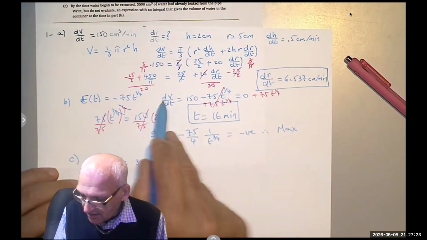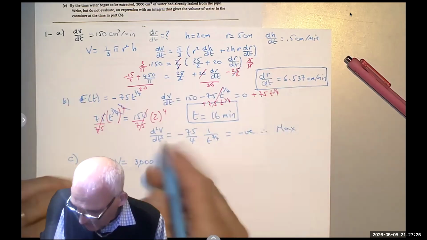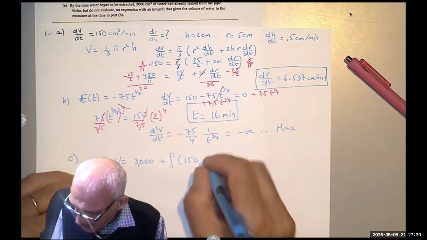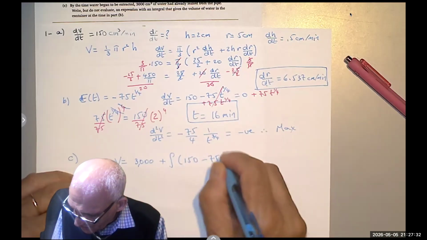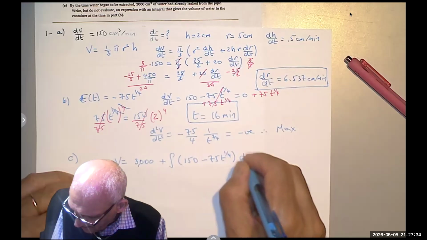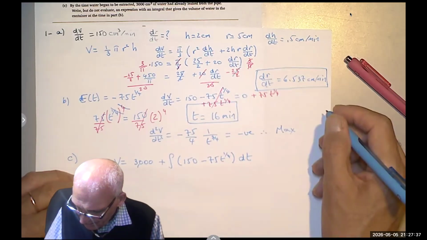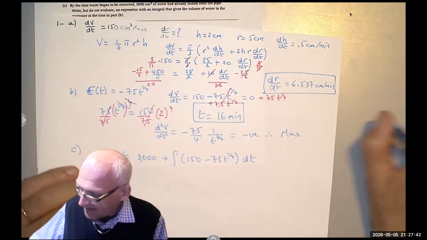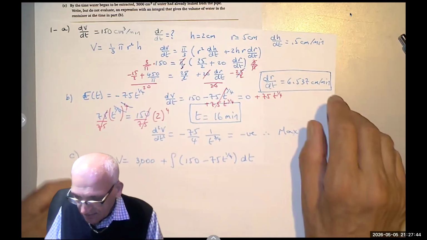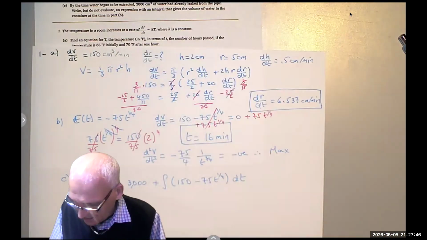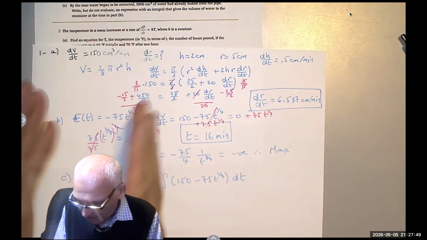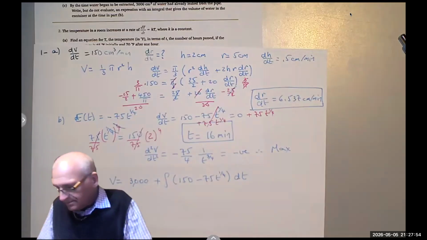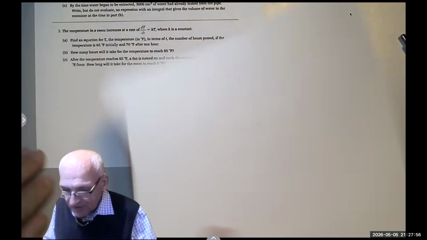But then I will integrate this part because that's dV/dt. So plus the integral of 150 minus 75 t to the quarter dt. Just that? I don't get it, but that's basically what they want, right? Yeah, just write it and don't evaluate. So the 3000 is the volume and this is dV/dt, so you integrate it with respect to t. Okay, whatever. Now we move to the second problem.